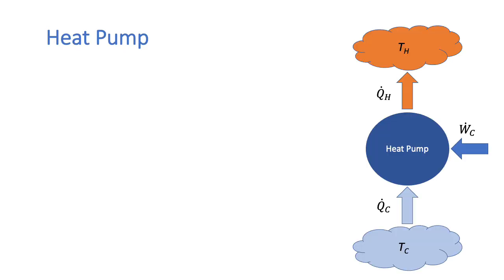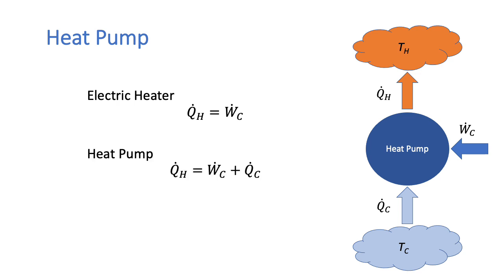The advantage of using a heat pump is that it is more efficient than an electrical heater. If we were using an electrical heater and we were simply taking the power, W dot C, and putting it through a resistor, then the heat supplied Q dot H would be equal to W dot C. In a heat pump, the heat which is supplied is equal to W dot C plus Q dot C, which is the heat taken from the cold space.